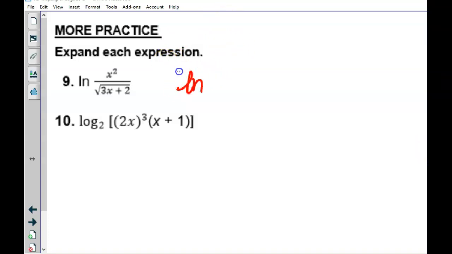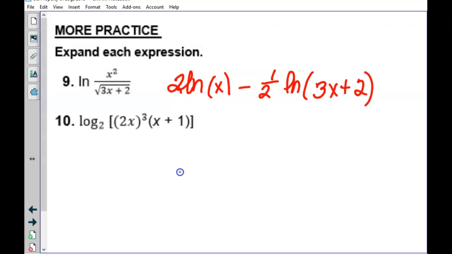ln 2, ln of x, minus ln 30. Yes, we have to remember the square root means 1/2 power, and so it's going to go out in front. And what do we do? Do we separate the 3x plus 2? No, we cannot. Okay. Oh my goodness.